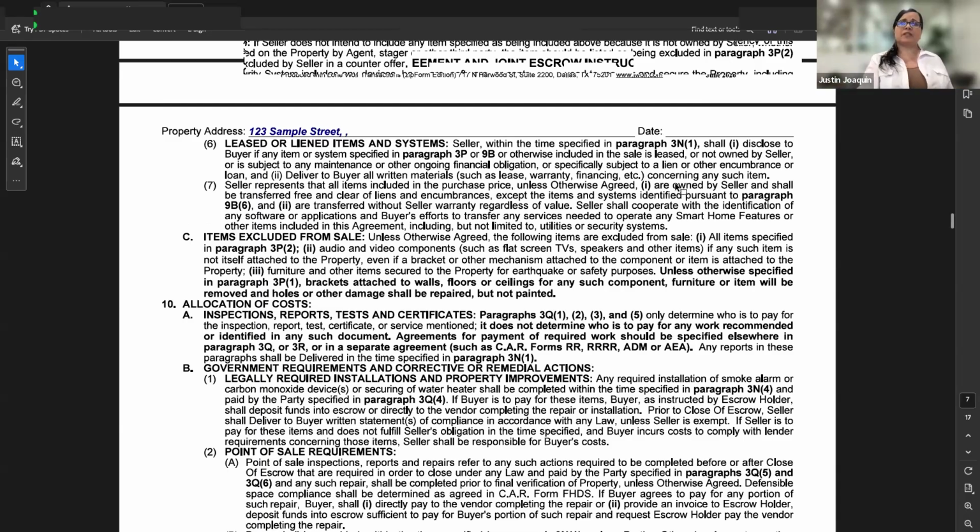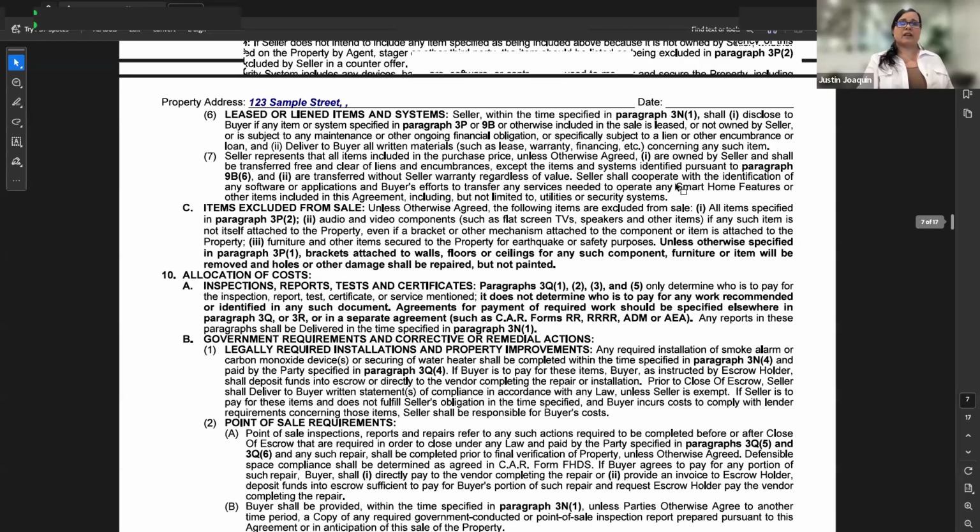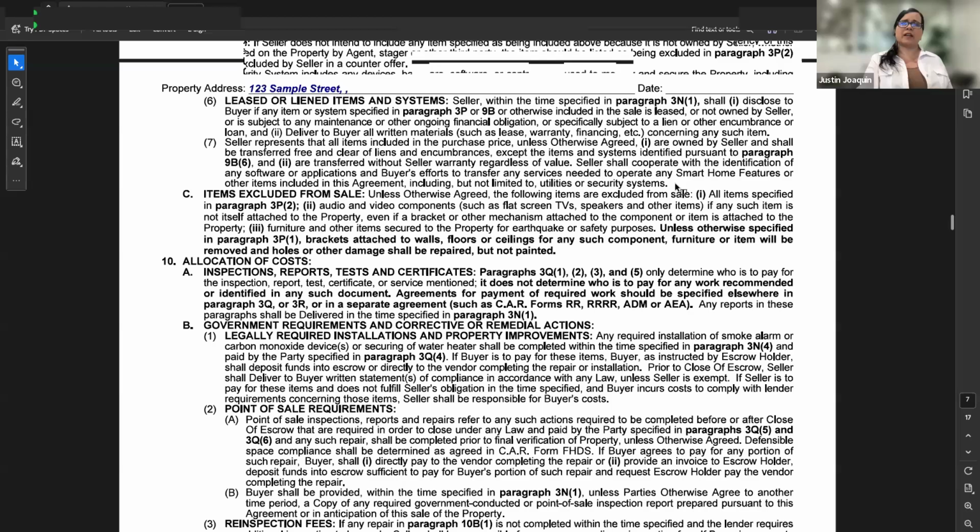But they got to be disclosed to the buyer. We're still under items included. 7, seller represents that they own all those items and there's no lien. So that's really great, right? If something's included, like an alarm system, but if it comes with a $10,000 lien to it, right? All of that has to be disclosed.